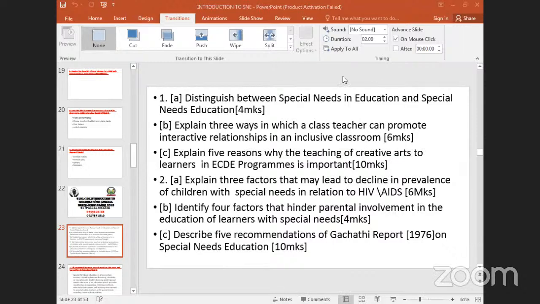Who can translate that? To reduce the HIV/AIDS in children with special needs.